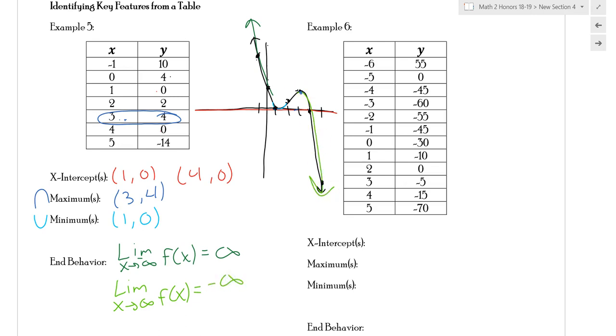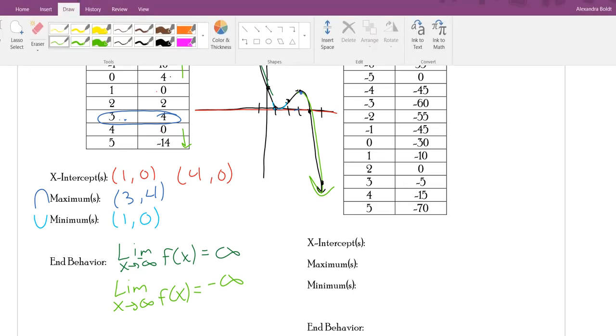You can also kind of tell from the table, these numbers are going up near the end, and these numbers are going down near the end. So sometimes you can tell with that as well. All right, looking at our last one, same thing. We're just going to quickly graph it.